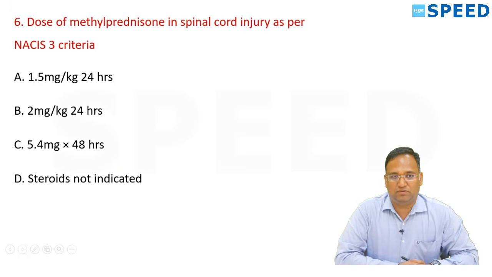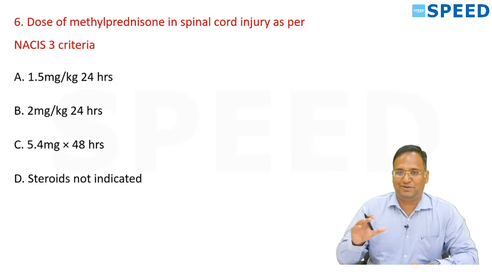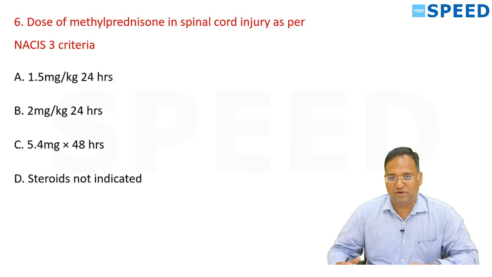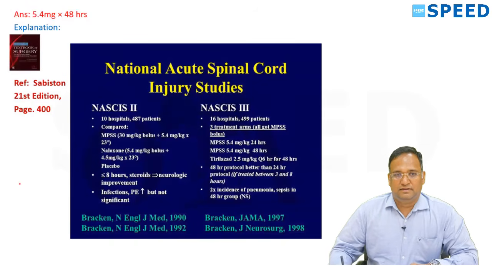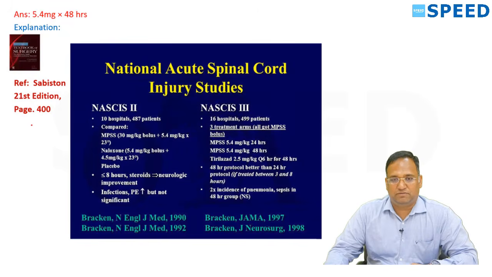What is the dose of methylprednisolone in spinal cord injury as per NASCIS 3 criteria? What should be the answer? Again, these part 3 questions are more factual. What did you attempt? What was your answer? The right answer is 5.4 milligram per kg in 48 hours. Schwartz, 25th edition, page number 400. NASCIS 3 has methylprednisolone of 5.4 milligram per kg for 48 hours.